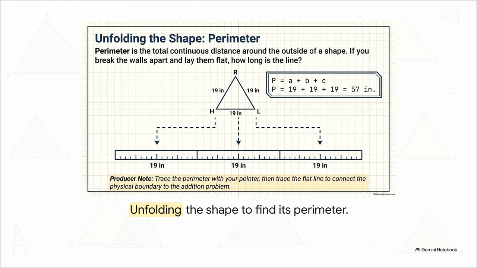So a crucial part of understanding any shape is understanding its physical boundaries. Imagine actually breaking apart those structural walls we just talked about and laying them completely flat on the ground. That total continuous distance around the outside, that's called the perimeter. Here, we've got an equilateral triangle with sides of 19 inches. If you trace that boundary and just unfold it into a straight line, it's simple addition. 19 plus 19 plus 19 gives us a total footprint of 57 inches.